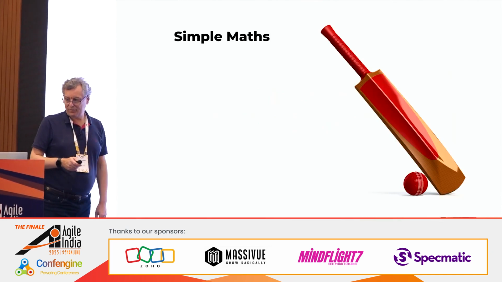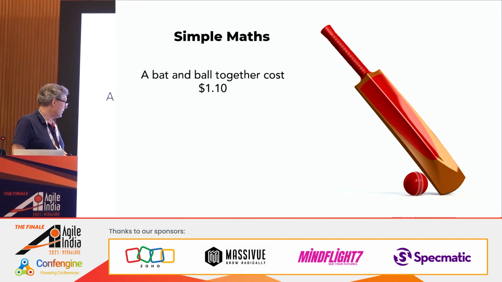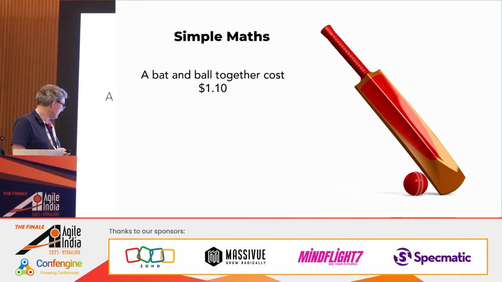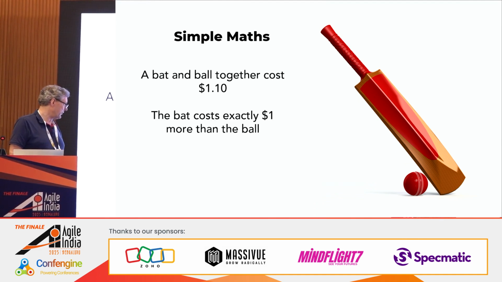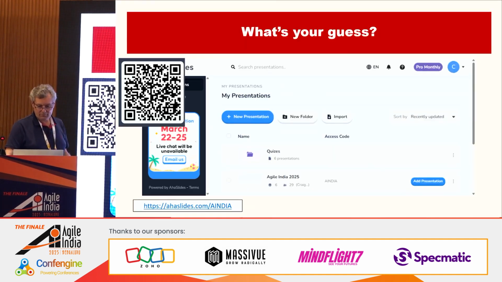Some simple maths. A bat and ball together cost $1.10. The bat costs exactly $1 more than the ball. What does the ball cost in cents?